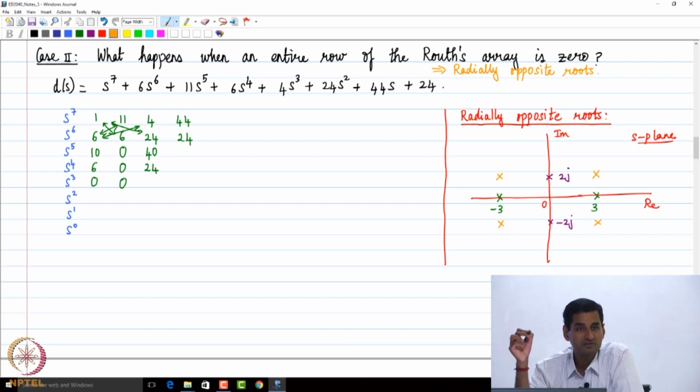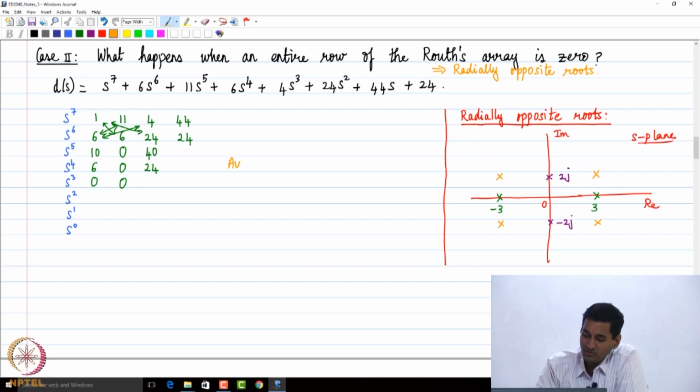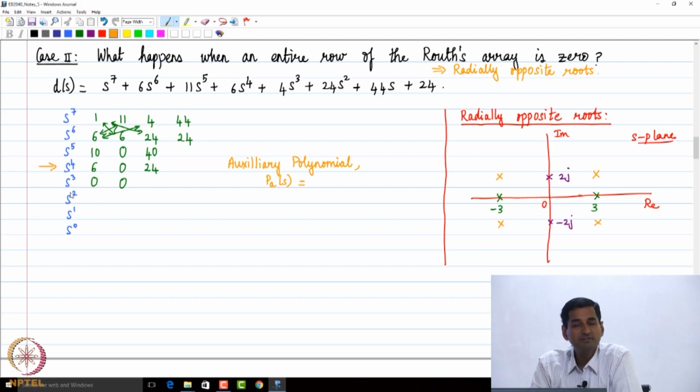Okay, so then how do we process this? That's what we are going to learn. Obviously I cannot proceed any further, so I'm stuck here in the S cube row. So what I do is that I construct what is called an auxiliary polynomial. For the auxiliary polynomial Ta of S, I look at the row immediately above, the row in which I have all the entries to be 0.